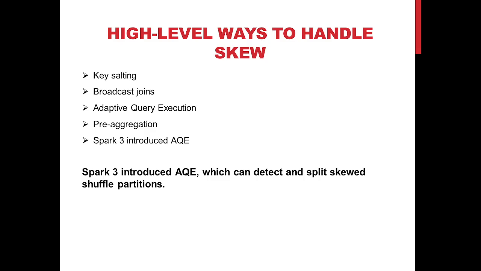Fourth is adaptive query execution. Spark 3 introduced AQE. AQE can detect and split skewed shuffle partitions. So we can handle skew, and skew must be handled deliberately.